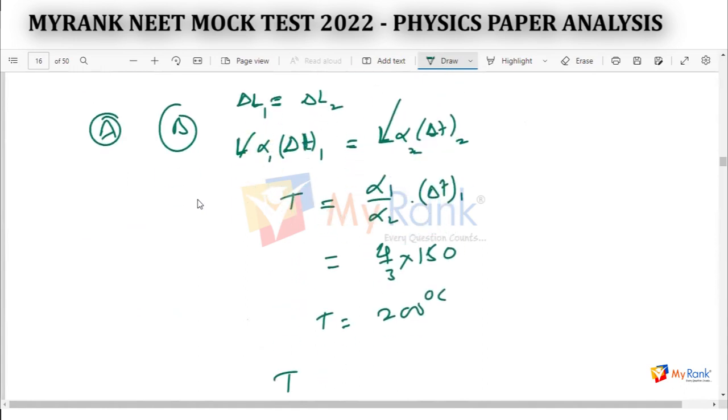Otherwise you can name this as delta T only. First, later we can write this as capital T, no problem. Delta T2.